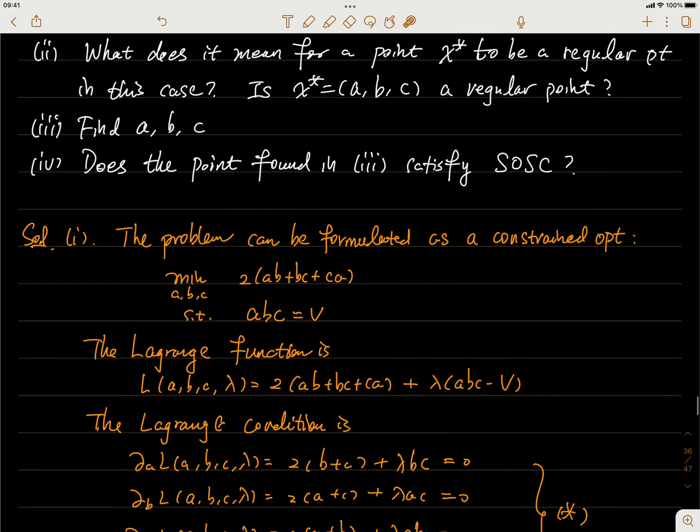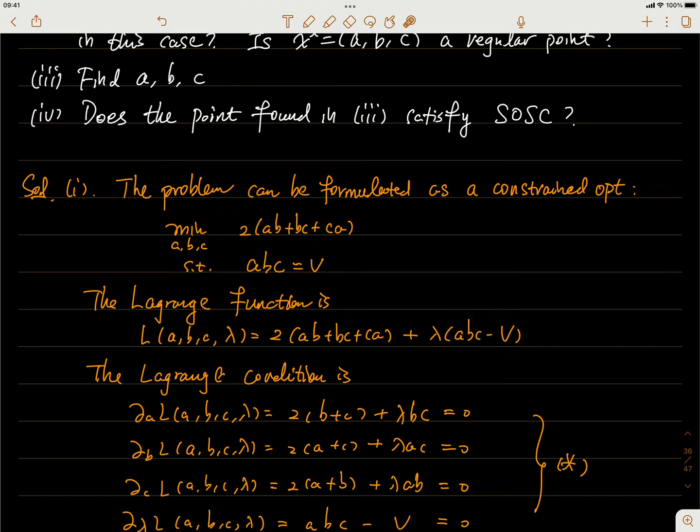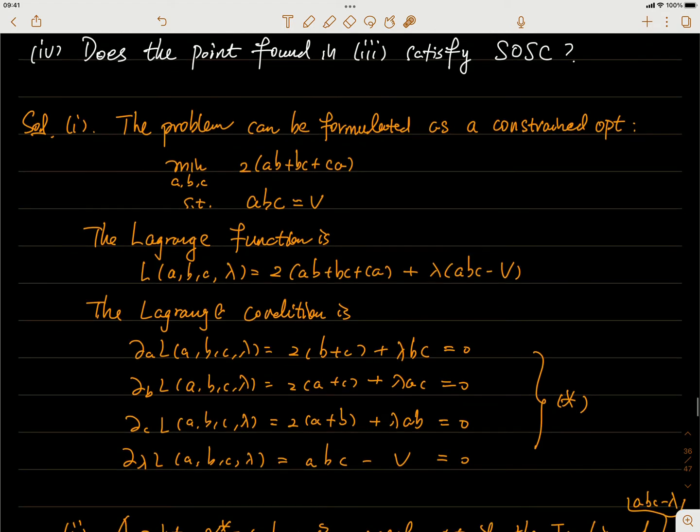Okay, the problem itself is pretty easy to formulate. We are trying to minimize the surface area. The surface area of the box is this, where this is A, this is B, and this is C. The surface area is just that, and the volume is this. That's the constraint. So the Lagrange function will be just this: the objective function, plus the difference with V, which gives us the constraint, multiplied by lambda. Then we try to solve for A, B, and C.